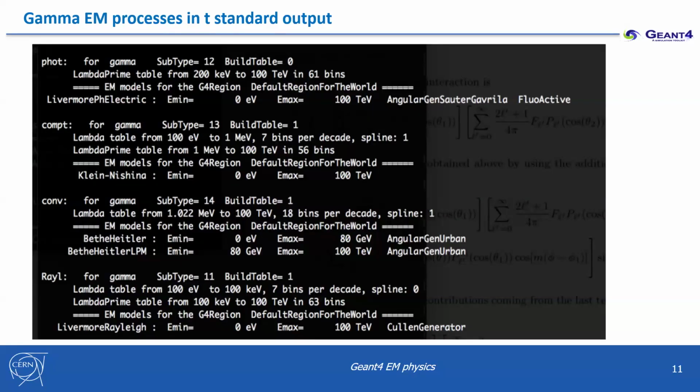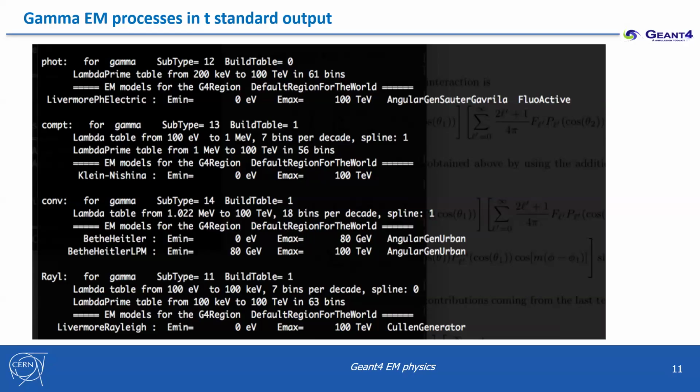If you look into any default run, for example, where the verbosity level is 1, you can see this beautiful printout which tells you everything about each process. For gamma, it is photoelectric, Compton, conversion, and Rayleigh. And here is a list of models involved. There is an interval of energy for which each model is active.